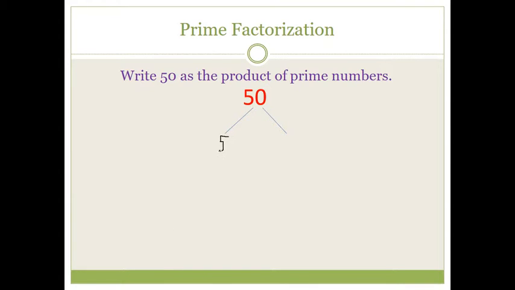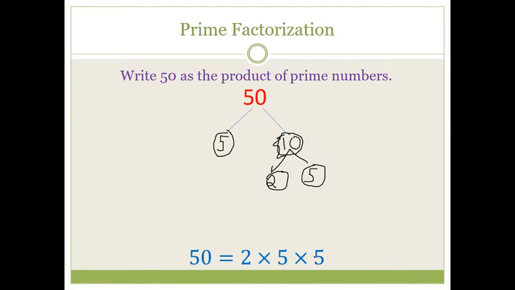Alright, so this won't take us too long. We'll say 5 times 10 is 50. You could have also said 2 and 25. I just happened to choose those two. And finally, 10 is not prime, excuse me, I should not have circled it, right? 10 breaks down into 2 times 5. Alright, so the prime factorization of 50 is 2 times 5 times 5.